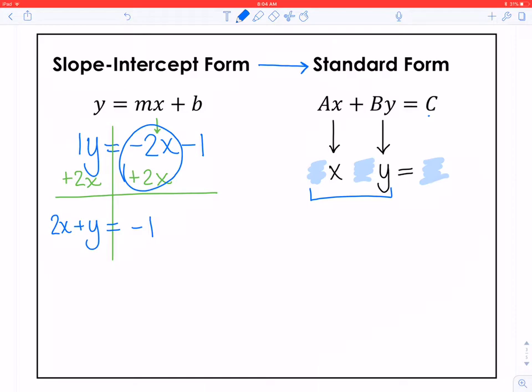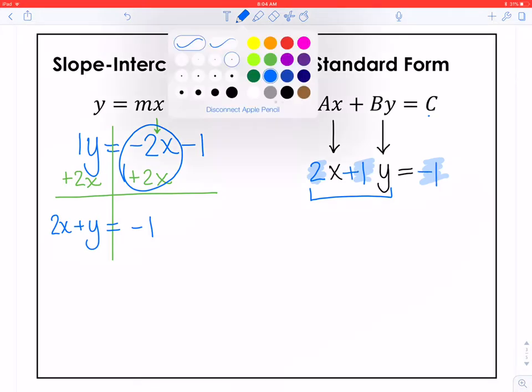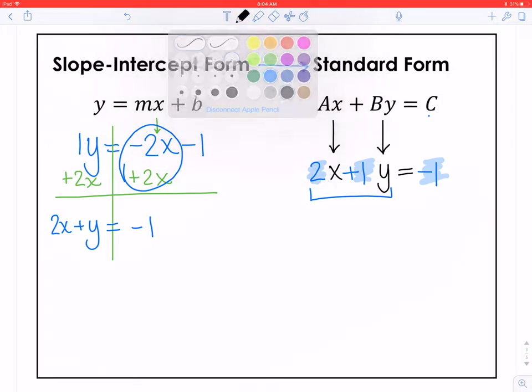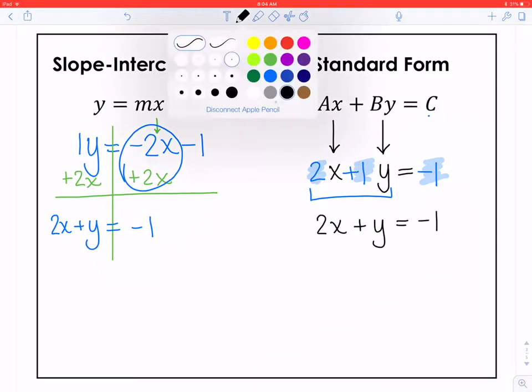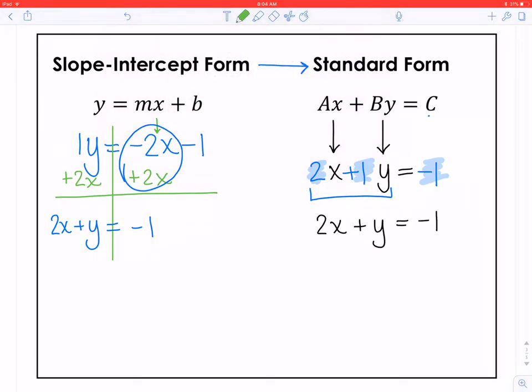Now we are in standard form. 2x plus 1y is equal to -1. Of course, you don't have to write a 1 when it's a coefficient. You can just say 2x plus y equals -1. That's fine. Now, that's standard form. What you want to know for standard form is that you are looking for two characteristics. X and y must be on the same side.